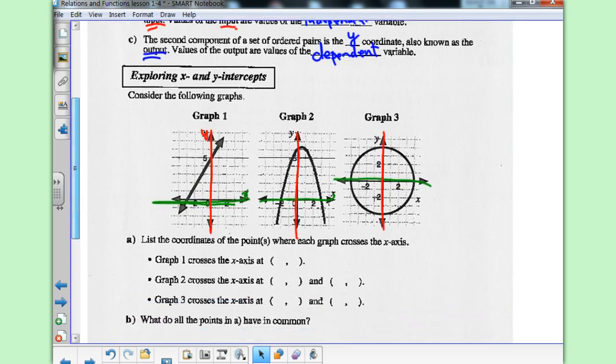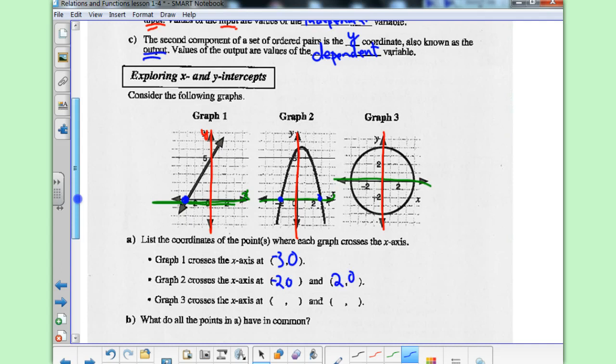If you want to complete this and then come back and listen to the answer after, you may. But when we consider graph 1 and where it crosses the x-axis, clearly it crosses the x-axis at exactly this point right here, which is -3 and 0 for y. When we consider where graph 2 crosses the x-axis, it crosses at two places, here and here, at -2 and 0, but also at 2 and 0.